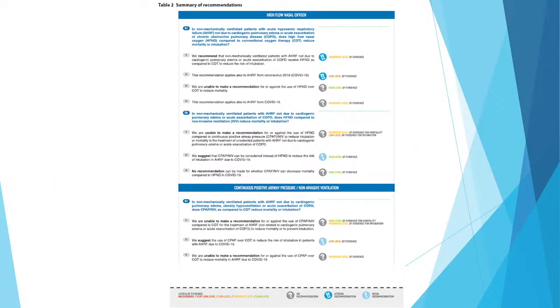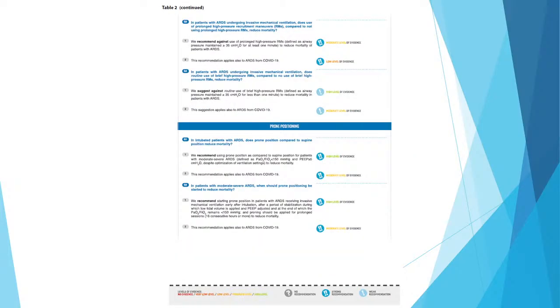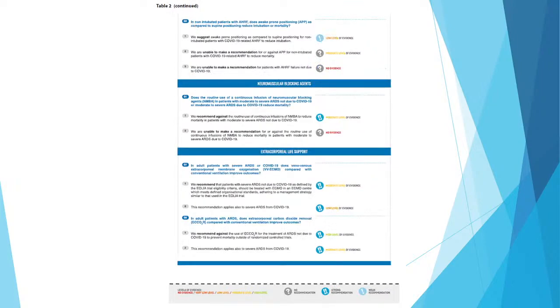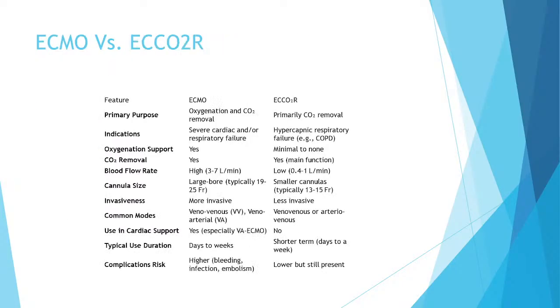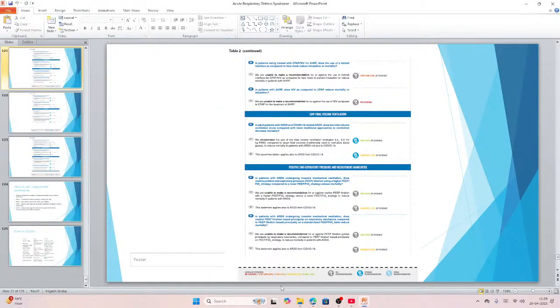And if for exams you want to study, don't go through my 100 slides. This is the summary given by ESICM itself. All the recommendations they have beautifully summarized here, and the clinical questions which led to the recommendations have also been summarized here. And these are the justifications provided by the ATS for their difference in these two strategies as per ESICM, and just some small differences between ECMO and ECCO2R. Please go through it. Thank you.